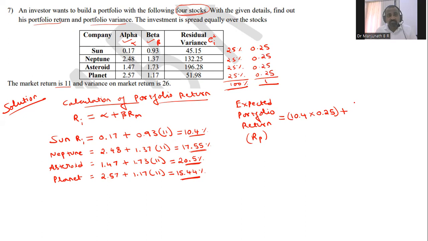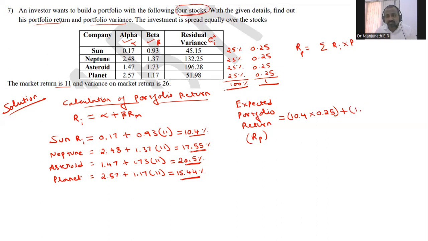So we know that the formula says summation of, right? I believe you know the formula, that is the summation of security return, that is Ri, multiplied with the probability or the proportion. And when I say the summation, you will keep on adding the number of securities to get the portfolio return, and that is what we are doing here.